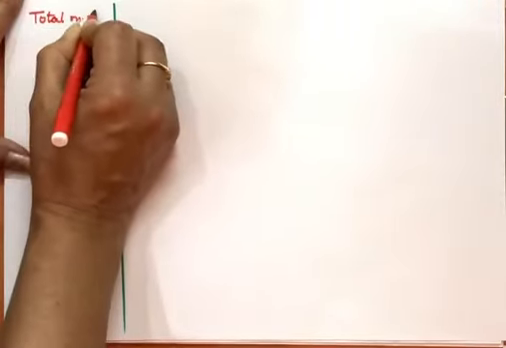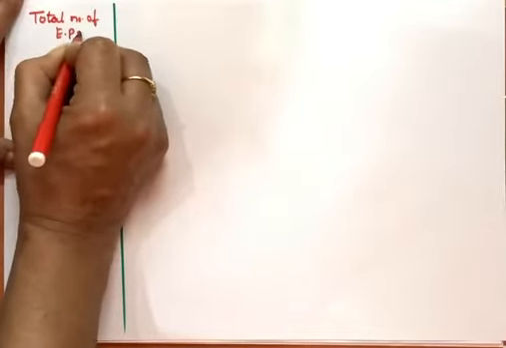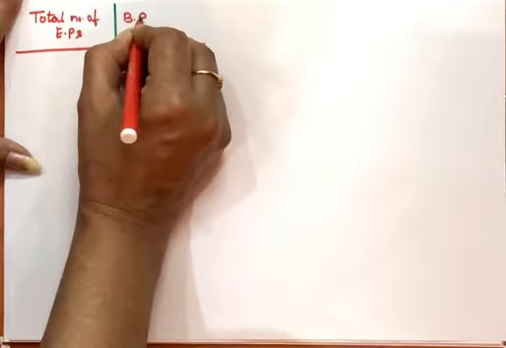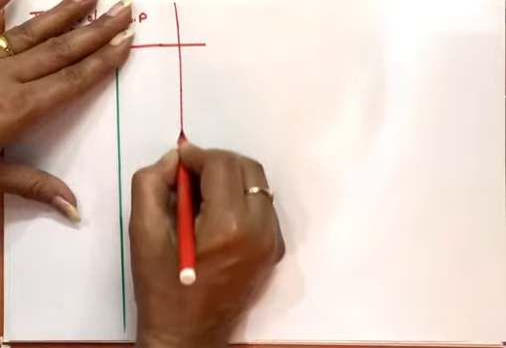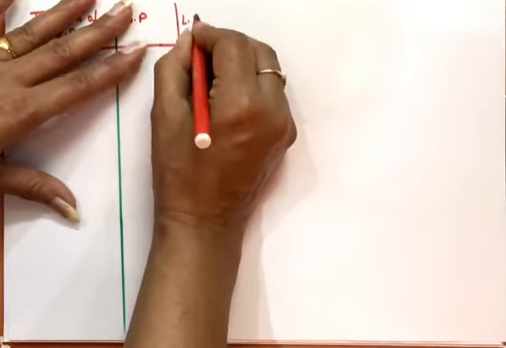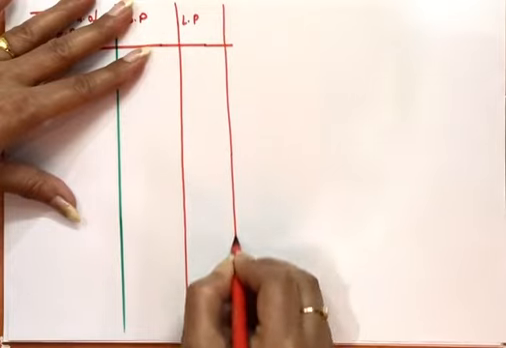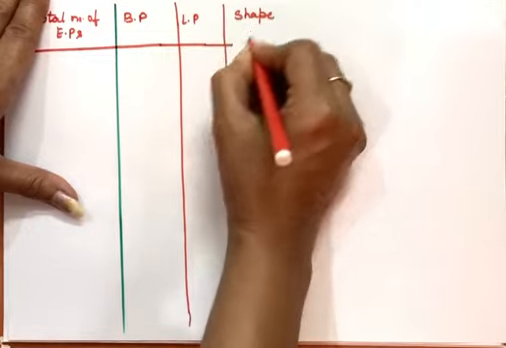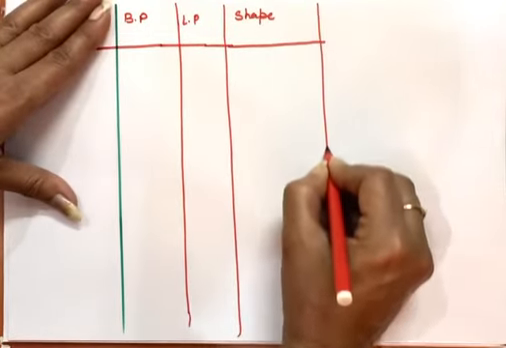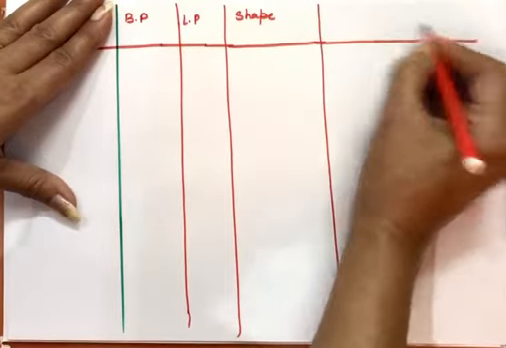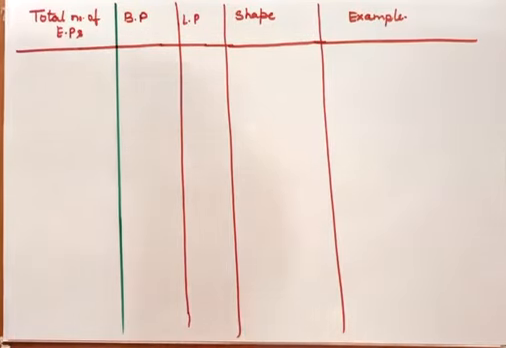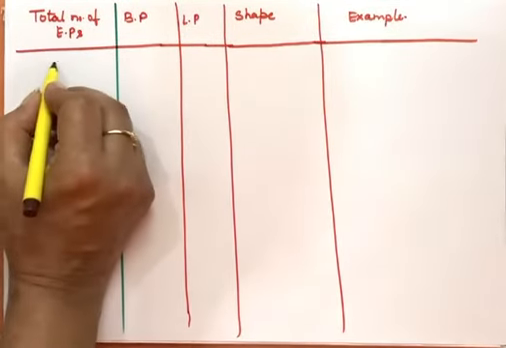First column I am taking the total number of electron pairs. Then, out of these electron pairs, how many are bond pairs? How many are lone pairs? Knowing the lone pairs and bond pairs, we can decide the geometry or the shape of the molecule. And then we can take one example to understand this. So, starting with the two electron pairs example.